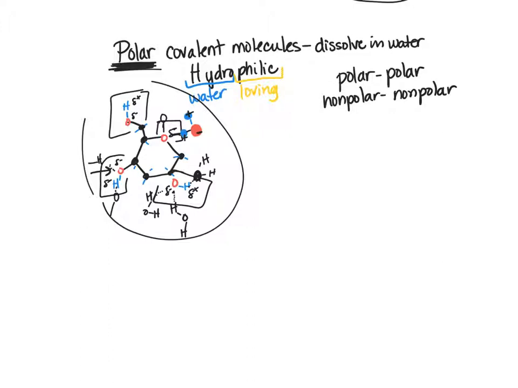So it's not an ion like table salt that dissolves in water, but if we took a spoonful of sugar or a sugar cube and put it in water, we know if we stir it up really well that it will dissolve, and that's because it is hydrophilic, water-loving. It can be surrounded by water, and that's dissolving it.